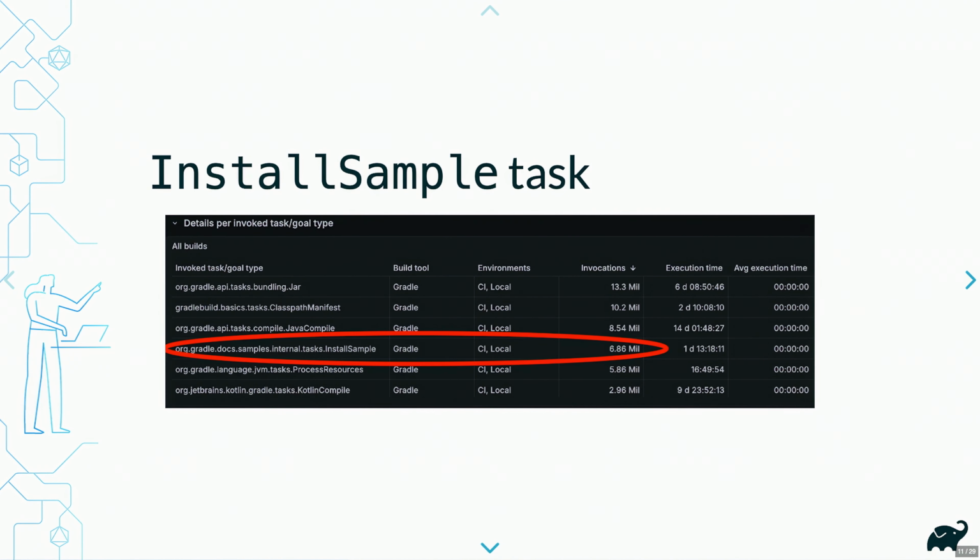I don't know if you saw it in the list previously, but we have that install sample task, which is kind of weird because this is not related to compiling code. It's a specific task related to our documentation that installs the samples in a way that we can test them. Samples need to be taken in a larger context. Every snippet that you see in Gradle documentation is actually a Gradle build that is tested to make sure that the documentation doesn't rot in terms of examples. And so we have almost 7 million executions over a week.